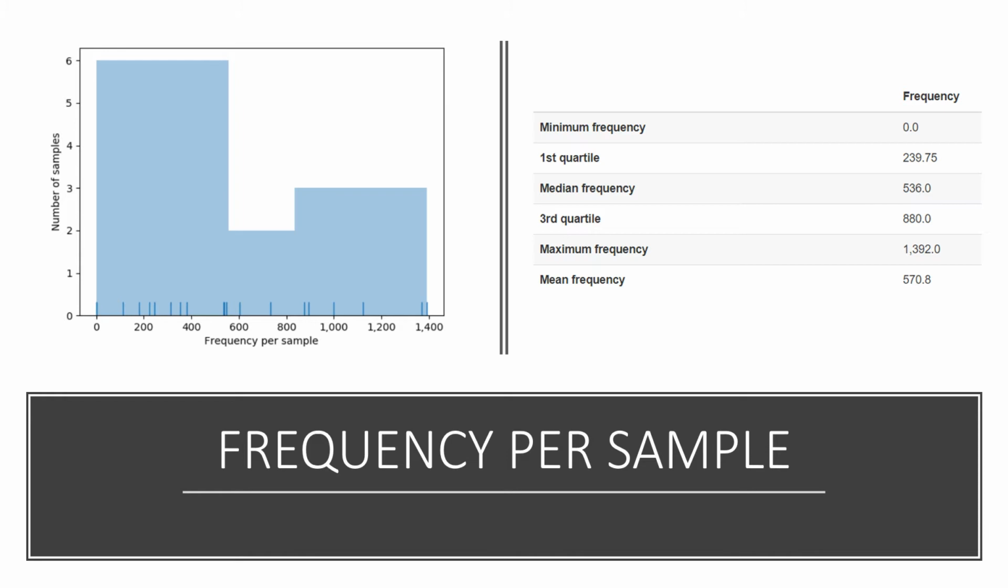Now this is a graph and some details about the frequency per sample. It is the comparison between the frequency per sample to the number of samples. So as we can see, the median frequency is somewhere around 536. That is where it is settled down. Till that point we can be sure about our data set.